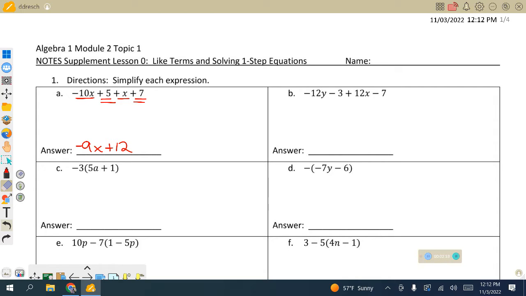Let's walk our way through here today. These are not new. These are reviews, but we're going to up the ante here very quickly. On letter B, what do I see up there? I've got a y. Do I have other y's up there? No. Do I have anything combined with that y then? No. So what do we do? Just bring it on down. Then the other variable I see up there is an x. That's a different term, so I give it 2 underlines. Do I have any other x's up there? No. So what do we do? Just drop it on down.